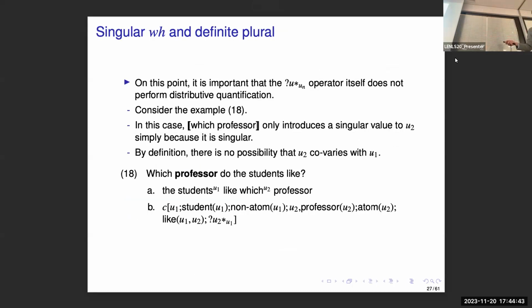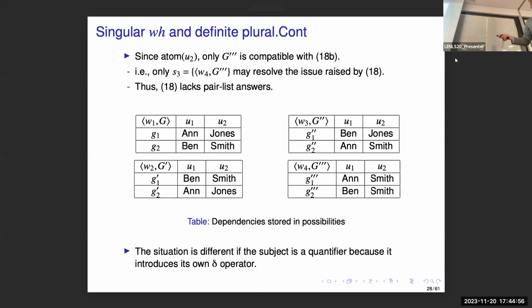And that was the plural version. And if you say which professor does the student like, now you have to put an atomistic condition for professor because that's marked singular. And if you look at the same information state, now only this possibility satisfies the atomistic condition. And to get a pairless reading, you have to have a plural value on U2. So it's trivial, but you can't have a pairless answer here. So number really matters to get a pairless answer.